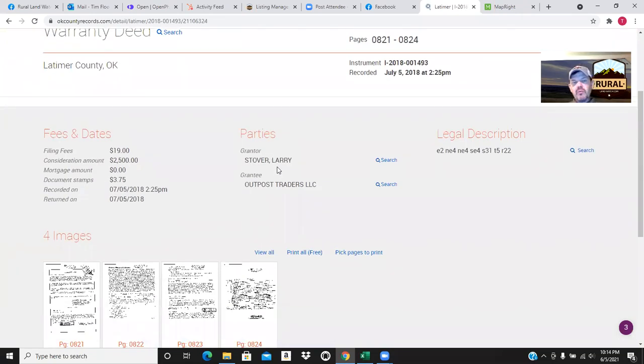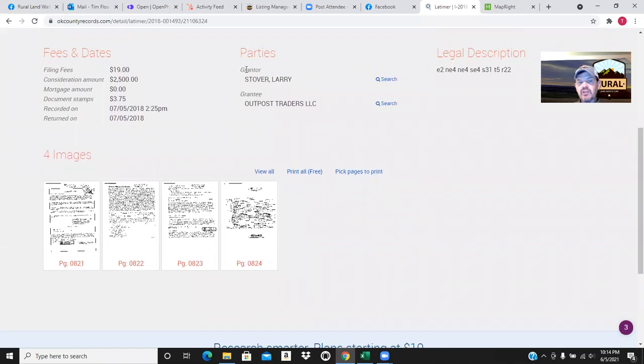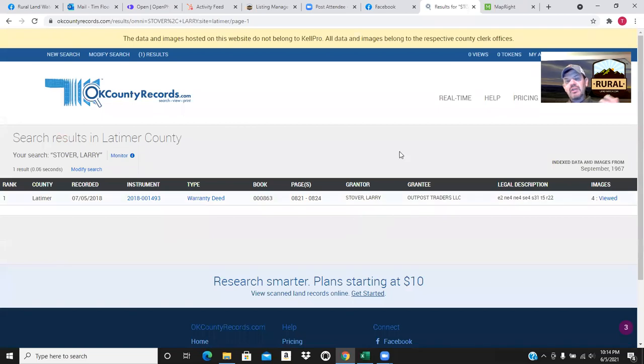Larry Stover was the grantor. Outpost Traders was the grantee. In other words, Larry Stover was the seller and we were the buyer. Then, in the next round of transactions, Outpost Traders would move to the grantor and John Smith would move to the grantee. And then here they all are. You can go back in time and search the other direction as well. Again, I'm really going to caution you that this is best left to the professionals.